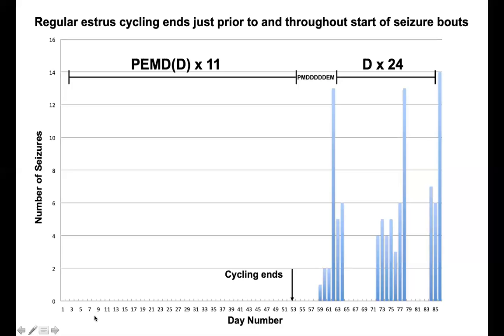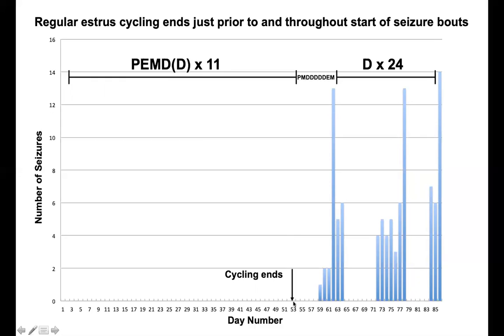And then this shows you the life history of a female, where we were looking at the estrus cycles, and you can see they cycle very nicely in the pre-seizure onset period. So you can see the proestrus, estrus, metestrus, diestrus. Sometimes it's two days of diestrus. And for this particular mouse, we recorded 11 straight cycles of this PEMDD cycling. And when the cycling stopped, it was predictive of the onset of seizures.